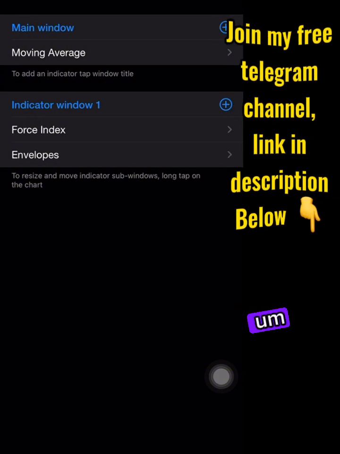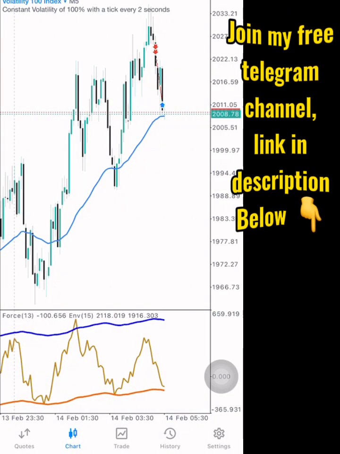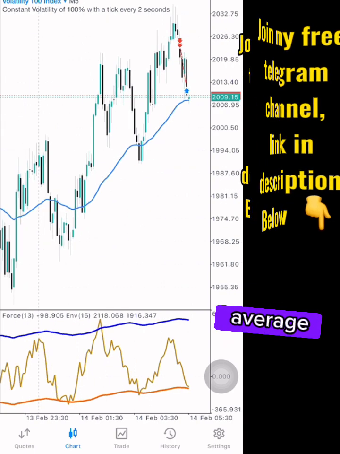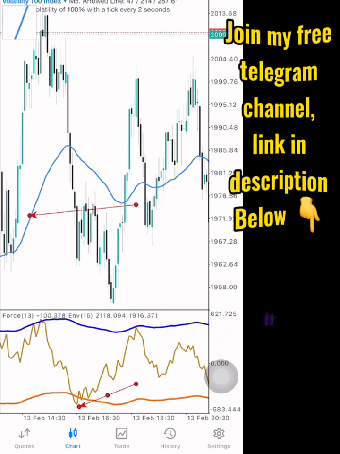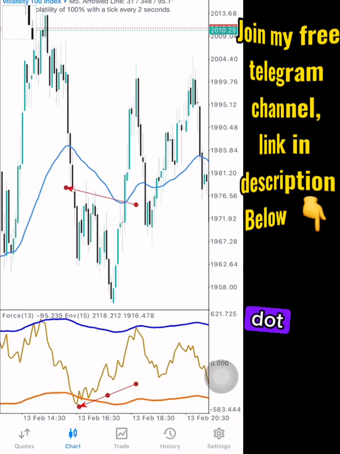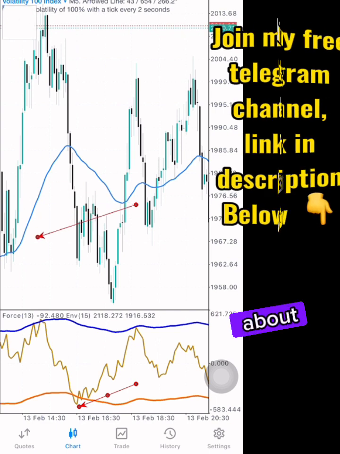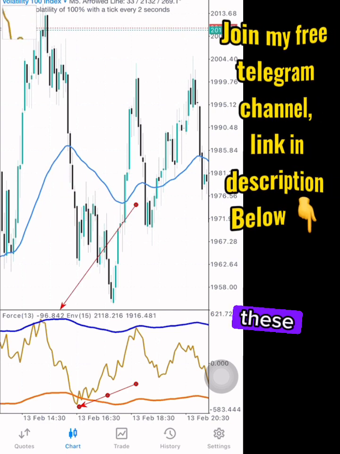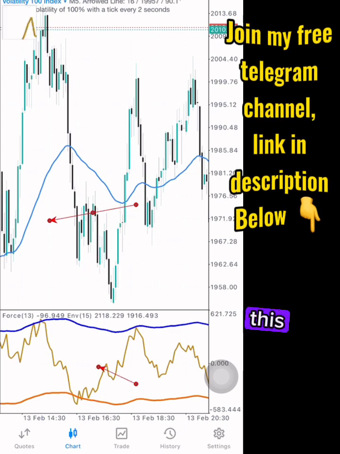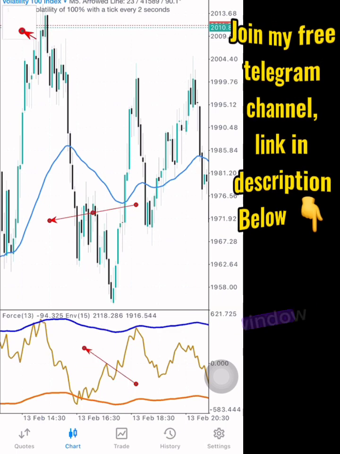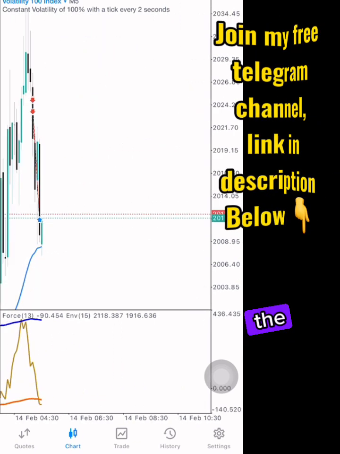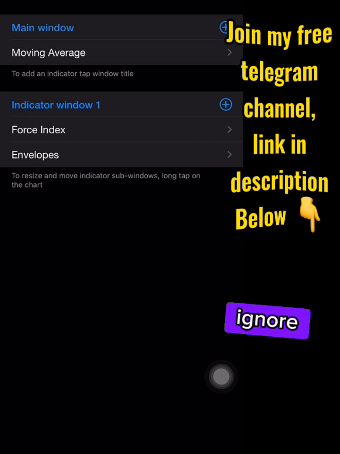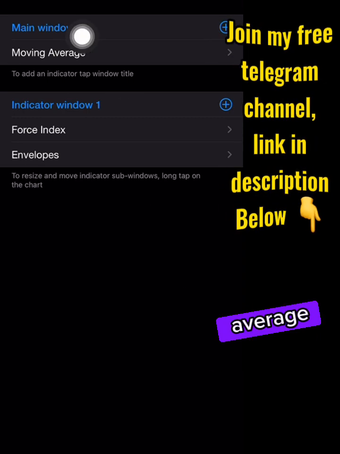Good. So actually, let me say one thing. This moving average here, we will not really use it much in this strategy. So we are not using this moving average. Just ignore it. Don't come and be asking me too many questions about the moving average. These ones here in the indicator window are the indicators we are using. Okay, so let me now show you the settings. Like I said earlier, ignore this moving average.